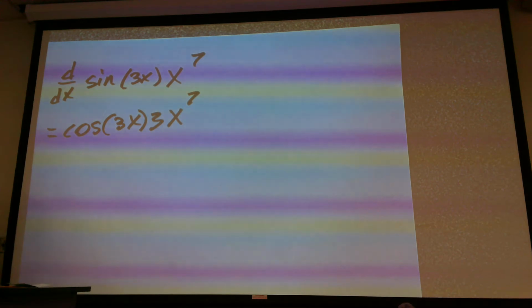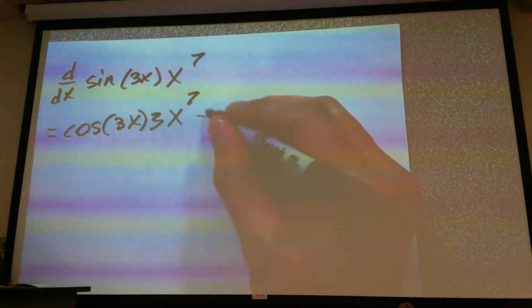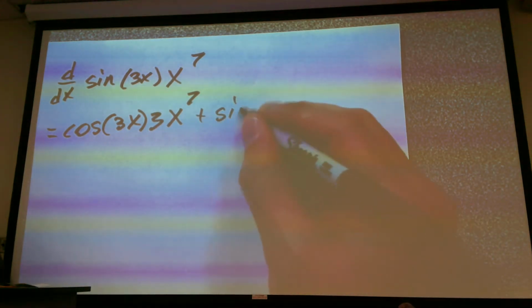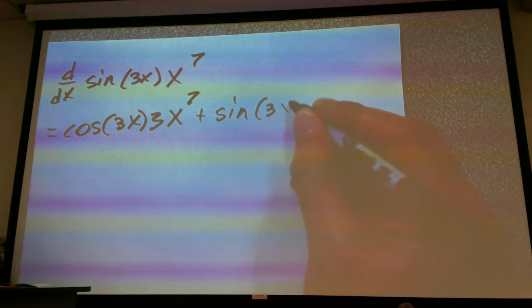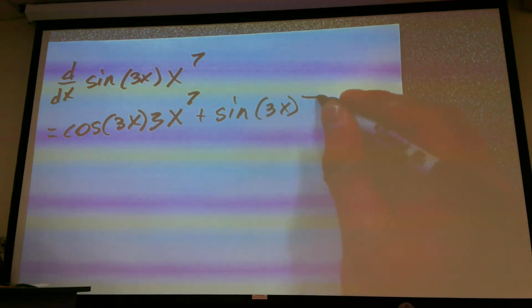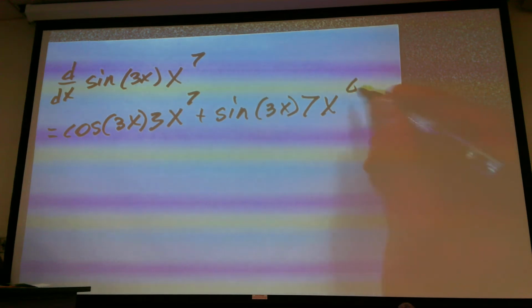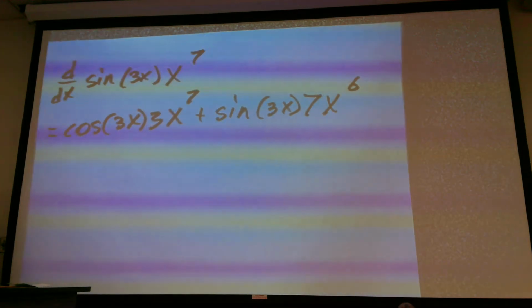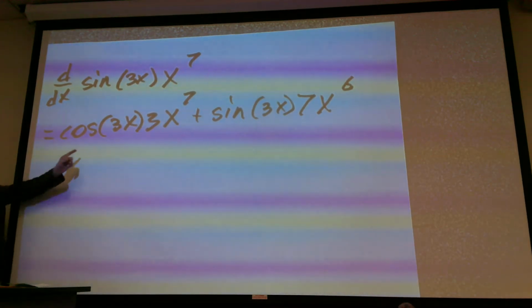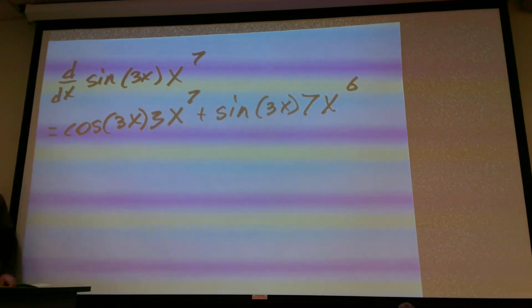Okay, so that's f prime g plus f, and then g prime is 7x to the 6th. F prime g plus f, and then g prime.